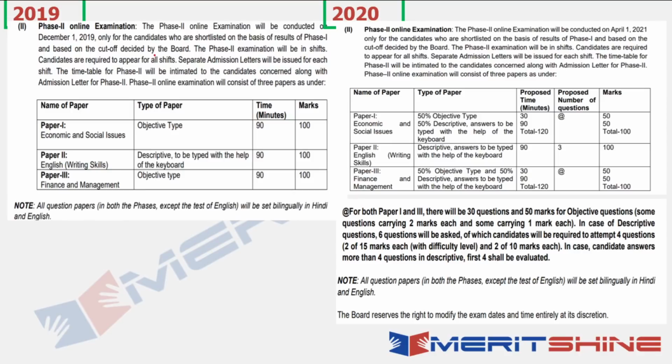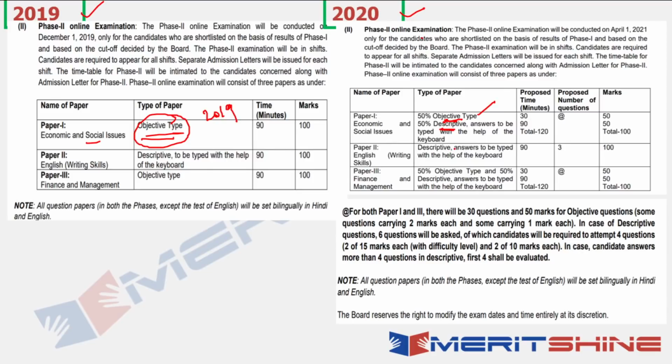Now, phase 2 online examination, 2019 and 2020. Paper 1. Objective type, paper 1, economic and social issues. The complete paper in 2019 was objective type. Paper 1, economic and social issues, the paper is divided into two parts. 50% is objective type and 50% is descriptive type.